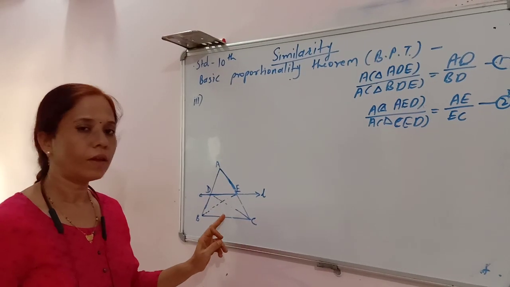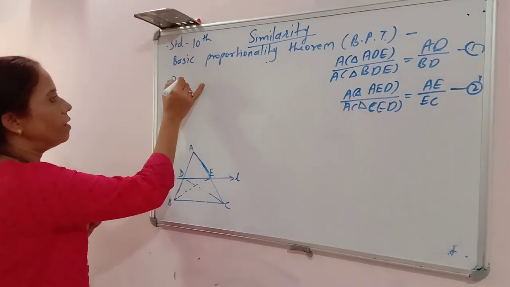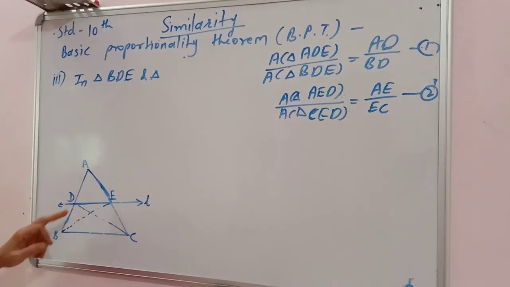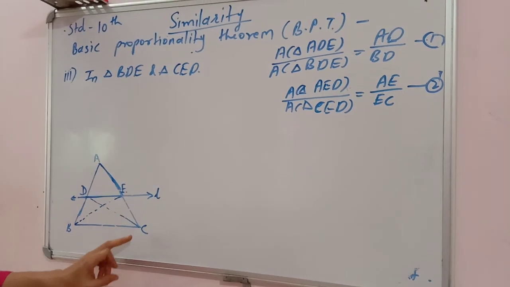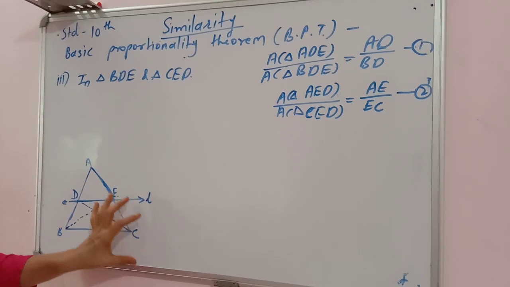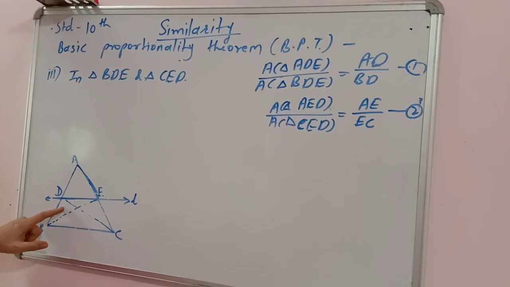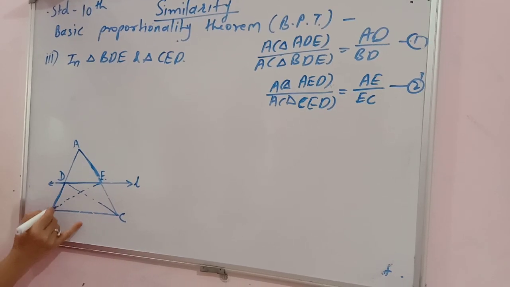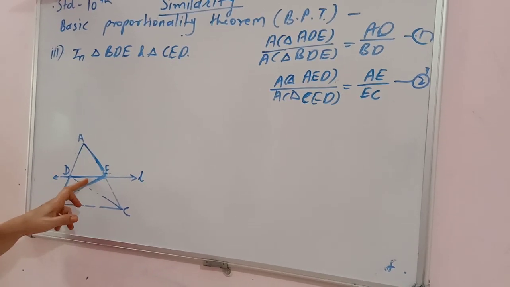Now consider two different triangles, triangle BDE and triangle CED. These two triangles have equal height. Why? Because line L is parallel to BC. These two triangles are enclosed between two parallel lines, and therefore they have same height. This triangle BDE has base DE.